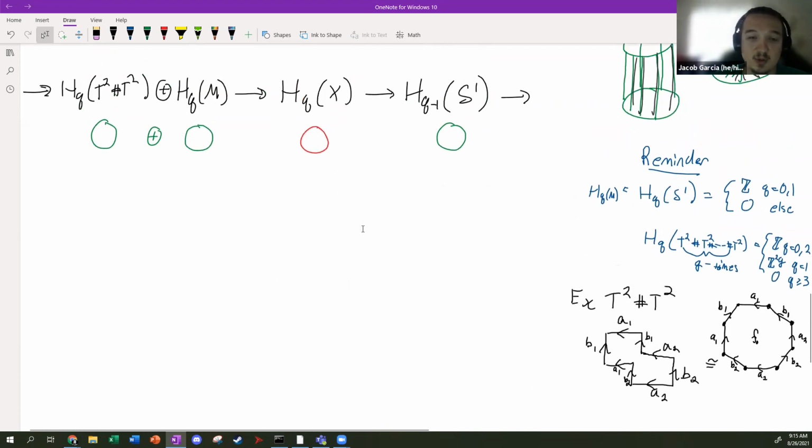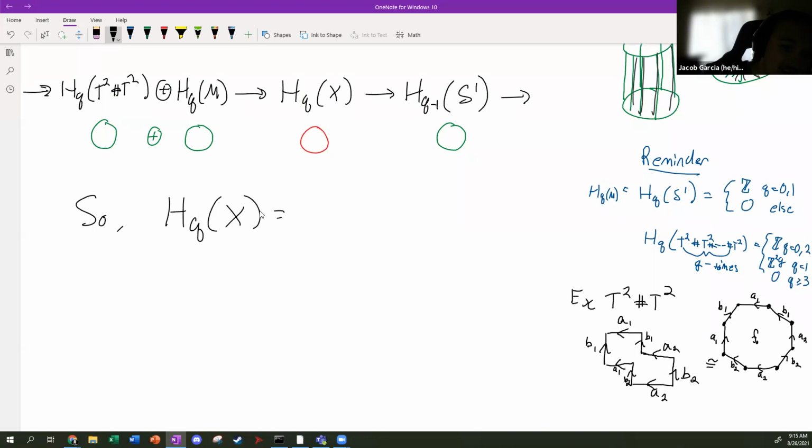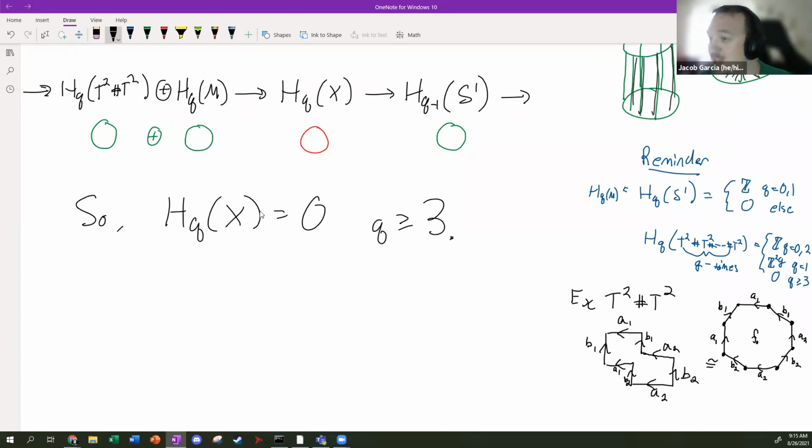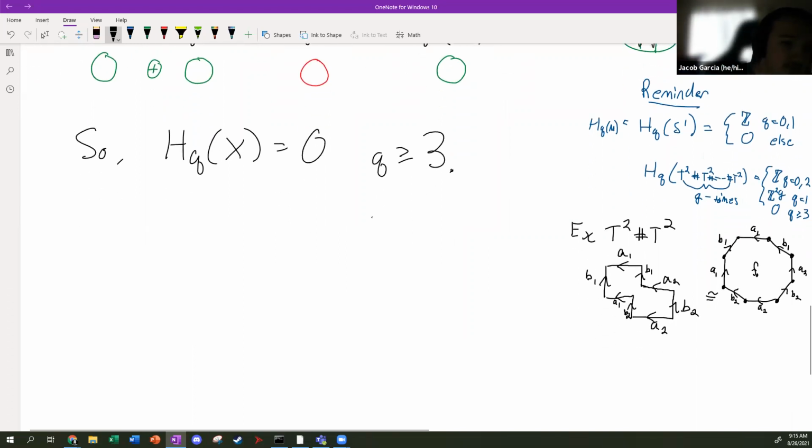Okay, cool. So we have computed the higher homology. To get back to what we were doing, this space has 0 homology for q greater than or equal to 3, which is exactly what we thought was going to happen, because you can't put any 3 simplices or 4 simplices or 5 simplices in this space. Okay, cool. Now let's do the tail end. This is the hard part.